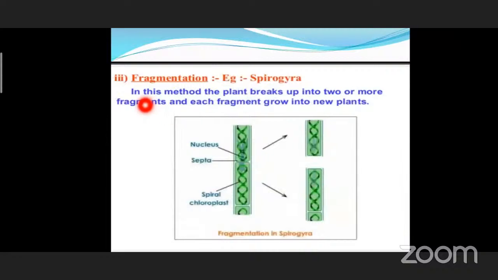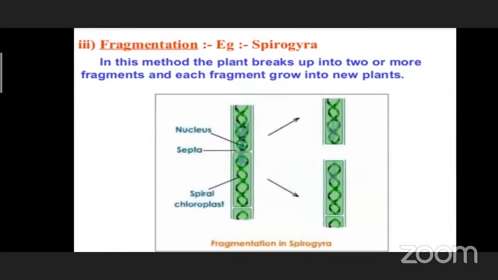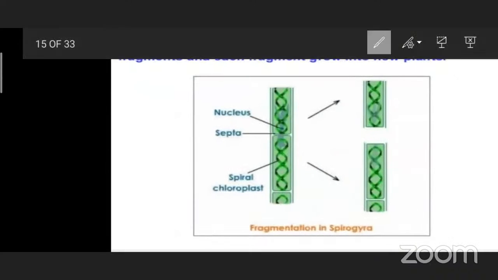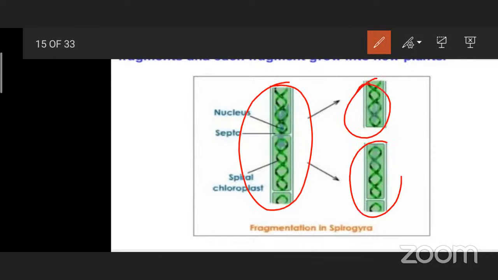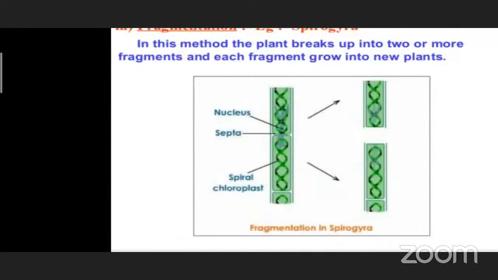And third one, fragmentation. Example, Spirogyra. See here, this is Spirogyra. This Spirogyra may split into one or more fragments. Each fragment also grows into a new plant.